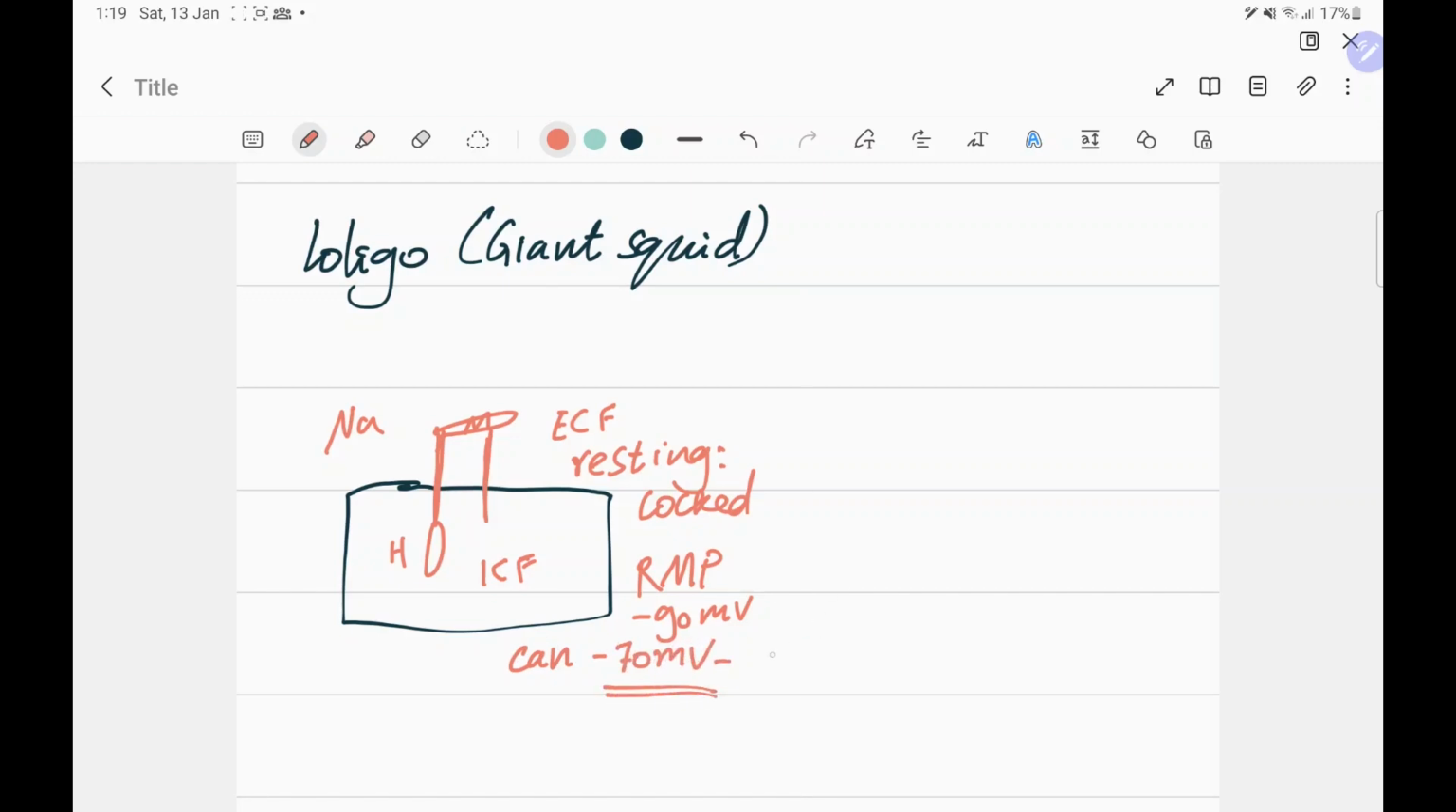This minus 70 is in the squid, in this giant squid, and minus 90 is in the human neuron. And most of our cells are around minus 90 when it comes to RMP. So let's just write neuron over here. So why is this difference over there? Well, because we're different species, so we have a little difference in our permeability in our channels, so don't think too much about it. Just remember that minus 70 represents the squid and minus 90 is the humans.